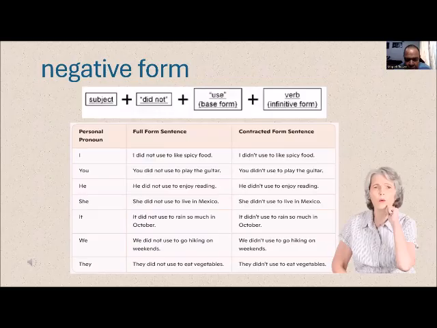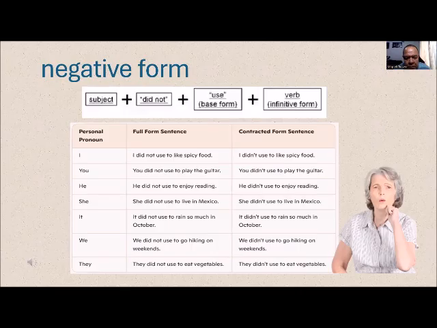To form negative sentences, we use the auxiliary did followed by the particle not, but the main verb stays in its base form. We can also use the contracted didn't with any grammatical person. Watch the basic structure and some examples. Structure: subject plus did not plus use in base form plus verb in infinitive form.